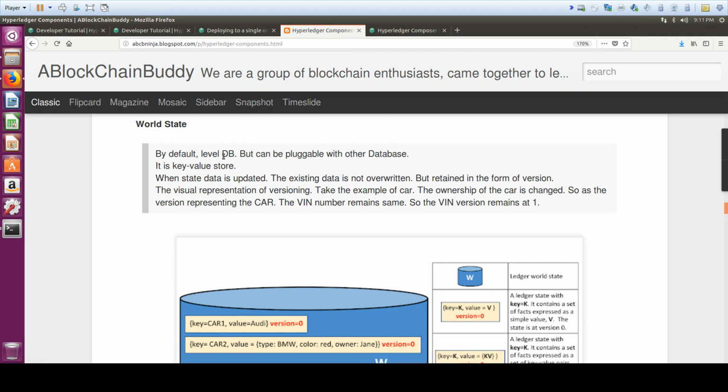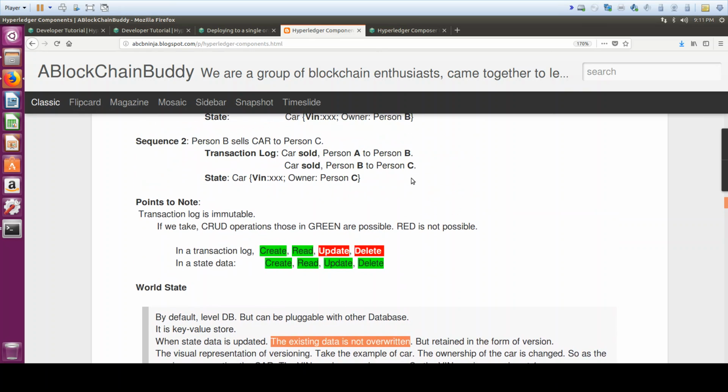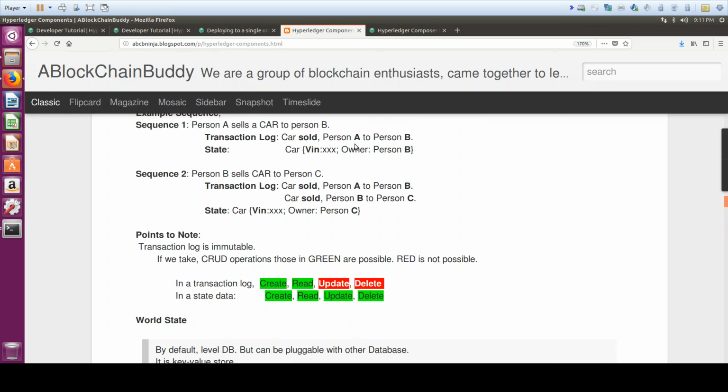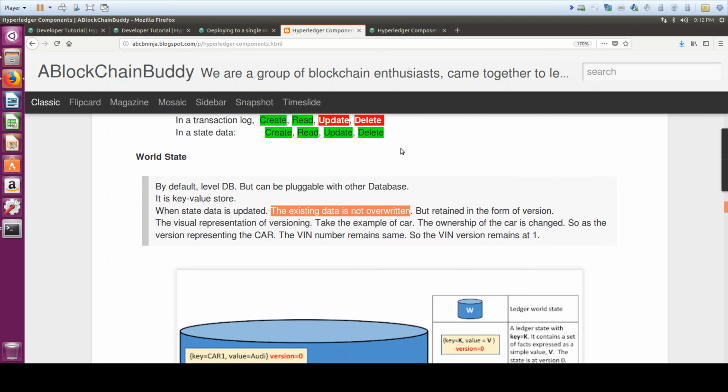By default it's LevelDB, but it can be pluggable to other databases. It's a key value store. When state data is updated, the existing data is not overwritten. That is the important part. So when the car is sold from B to C, the current state becomes C, but the old data is there in the world state, it is not overwritten. The world state manages that old data by using a form of version.